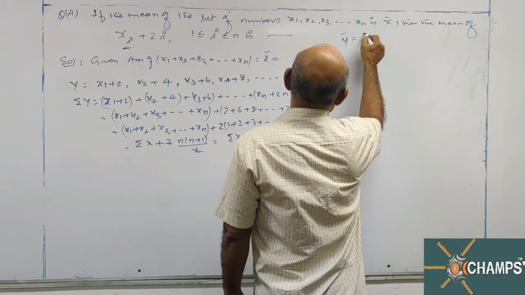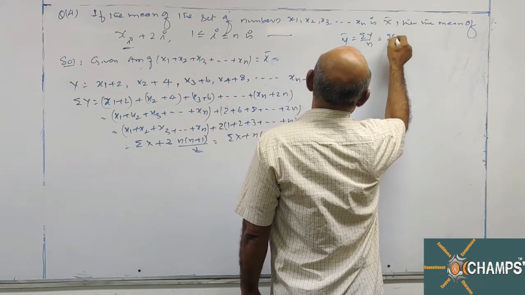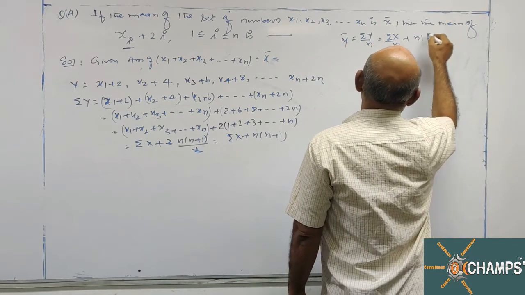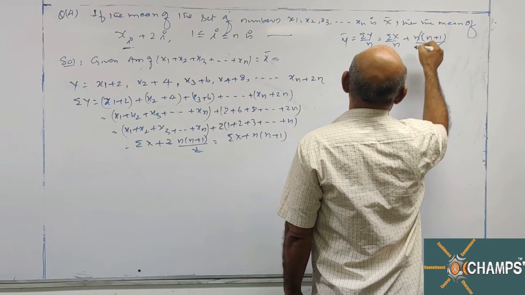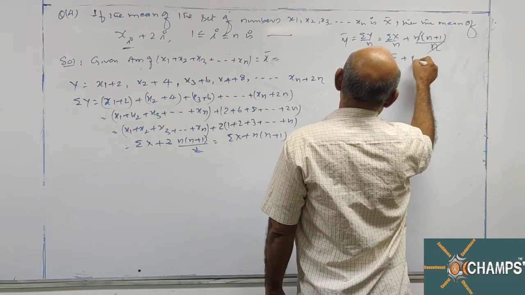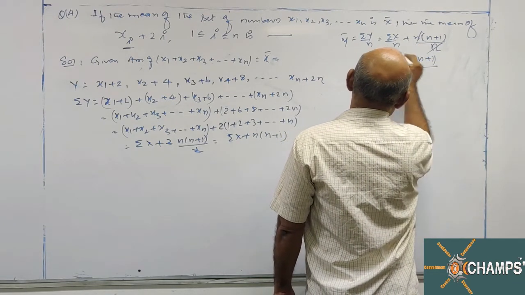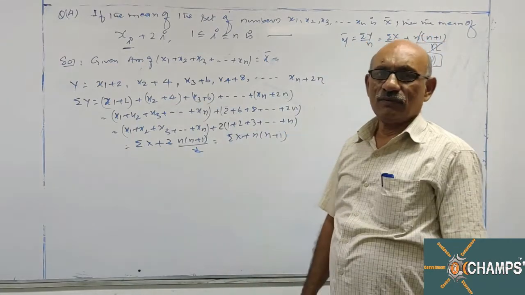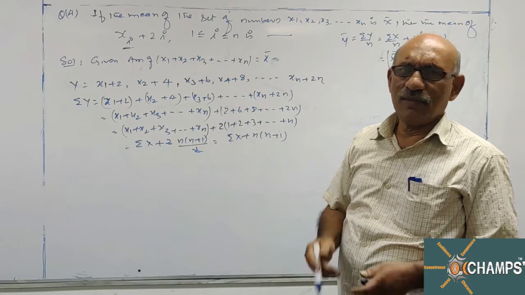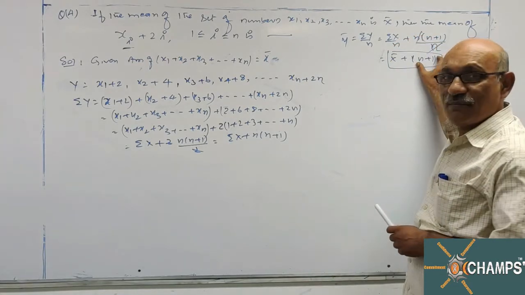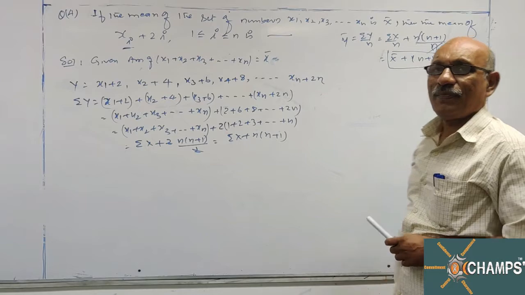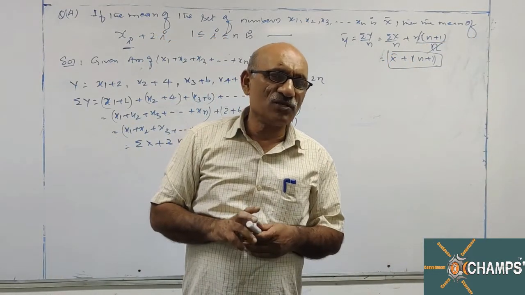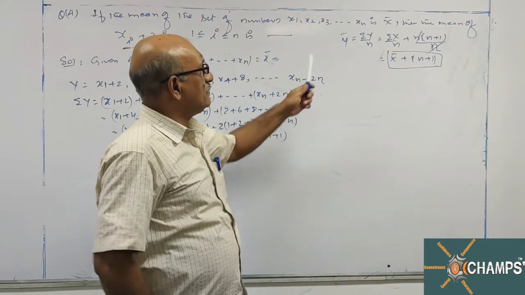Now y bar is equal to summation of y by n, into n plus 1 divided by n. Cancel. X bar plus n plus 1. Very simple, sir. You remember this way: to the mean of these observations, even numbers you added, so add the even numbers' arithmetic mean here. Just 10 to 15 seconds answer.